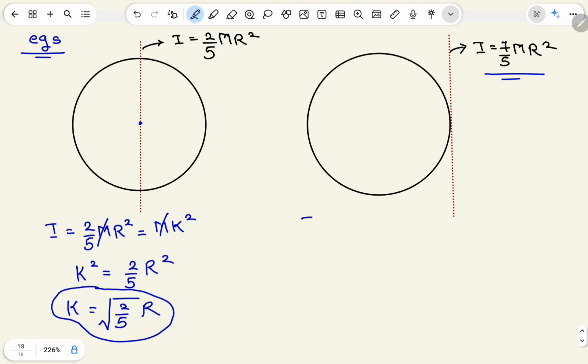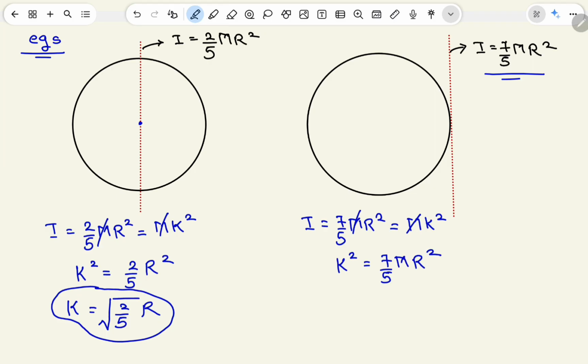So to calculate the radius of gyration, what did I say? We just equate the moment of inertia, which is 7 by 5 mr square in this case, to mk square. M is the same mass, so it gets cancelled. And finally, what we have is k square is equal to 7 by 5 r square. I'll write an extra m over here. So k is equal to under root 7 by 5 r.